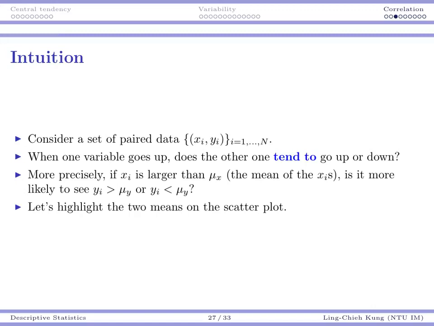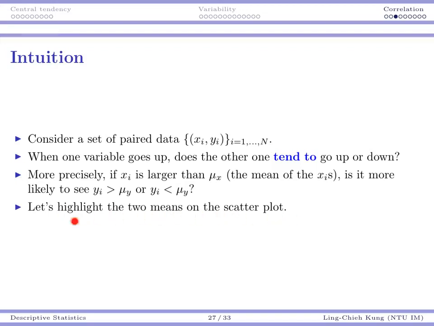Or more precisely, suppose xi is larger than mu x. Is it more likely for us to see yi be greater than mu y or yi be less than mu y? That's the question we want to answer. If one variable going up tends to make the other variable go up, then when xi is above its average, we should also see yi above its average, right?